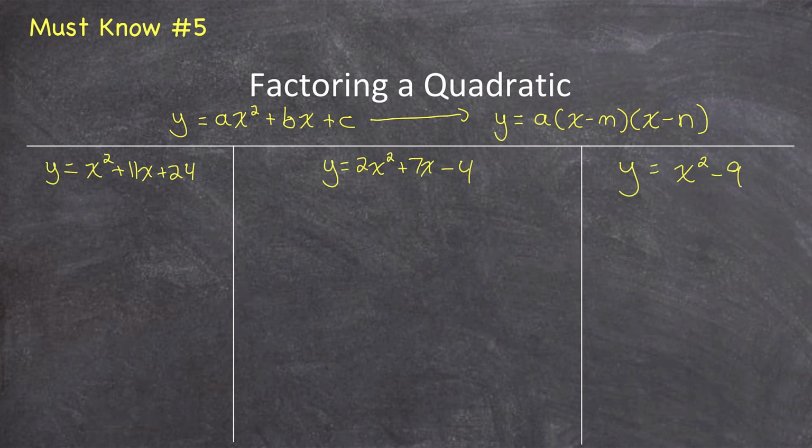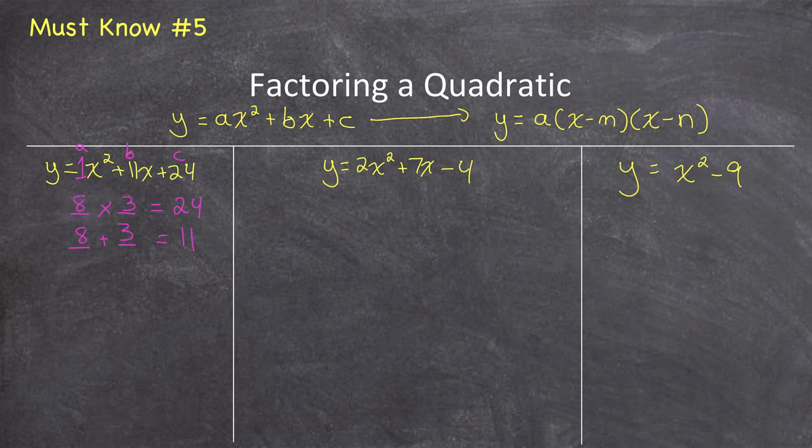When the quadratic in standard form has a leading coefficient of 1, so an a value of 1, we can do a product and sum method of factoring this quadratic, where we find numbers that have a product of the c value and a sum of the b value. The pair of numbers that multiply to 24 and add to 11 are 8 and 3.